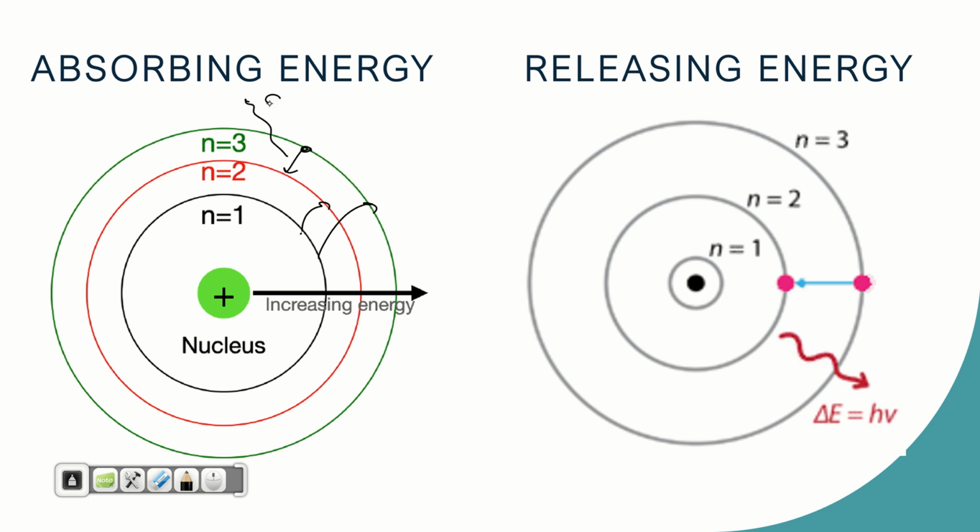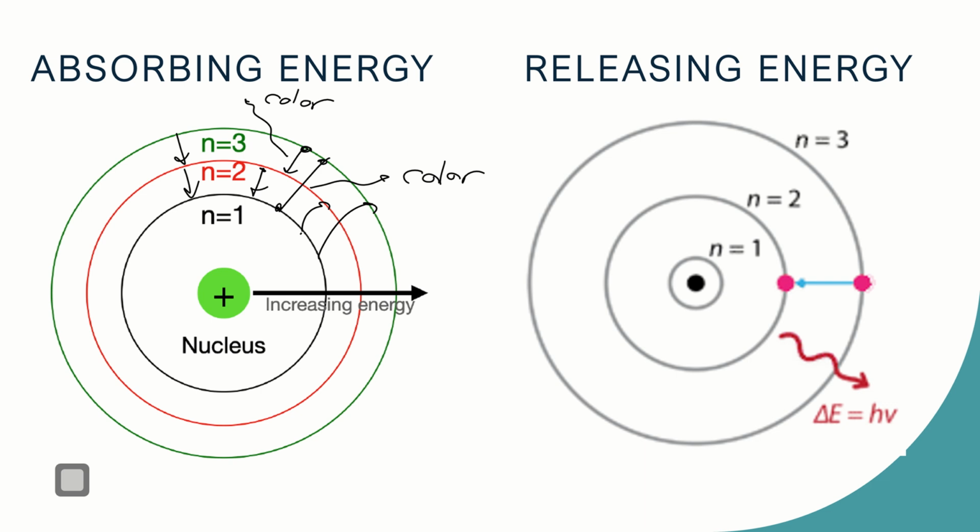That will give you one color of light. Or they could fall all the way down from 3 to 1, and that would be another color of light. So it's possible that they could release multiple different colors. Even 2 to 1 can be different. These differences in energy levels are not all identical. While we draw them as concentric circles, the spacing between them is not consistent. We know the amount between certain energy levels.